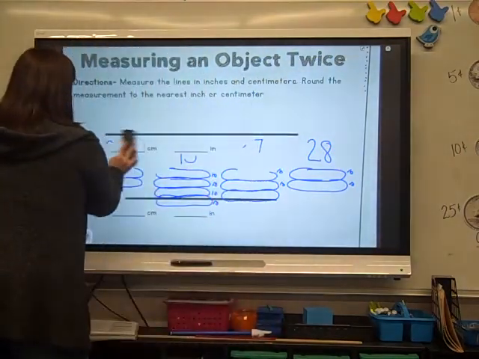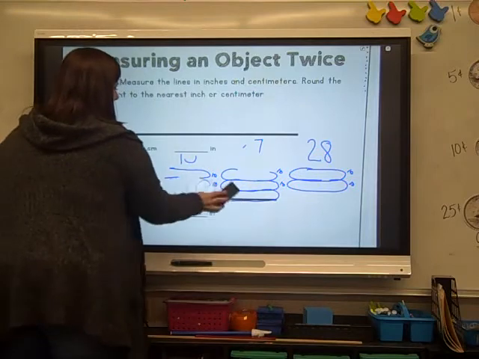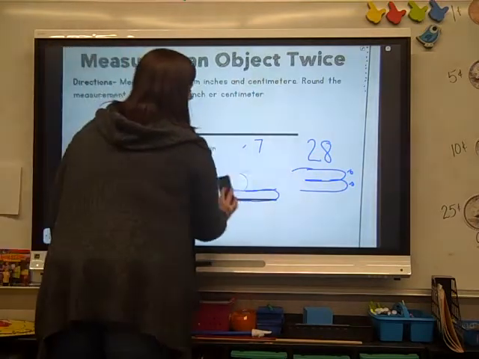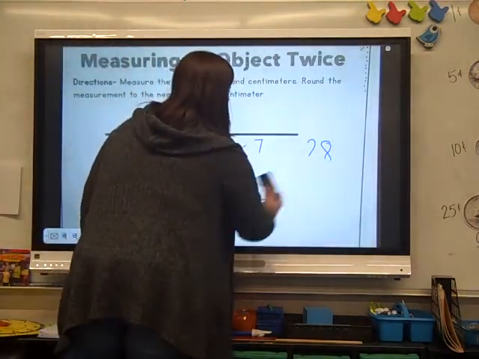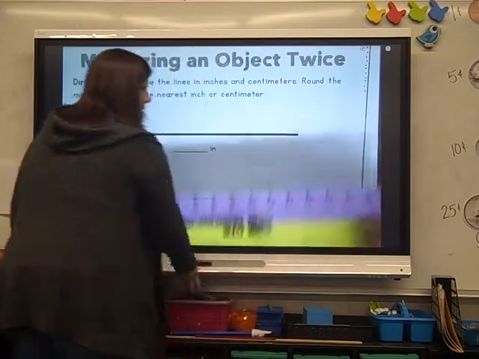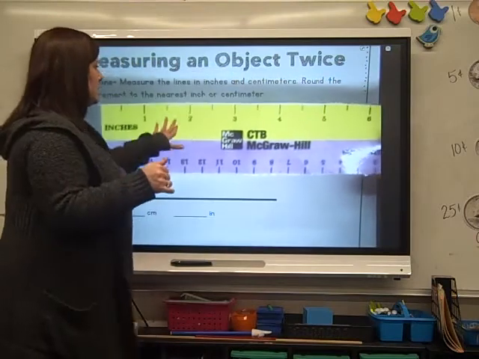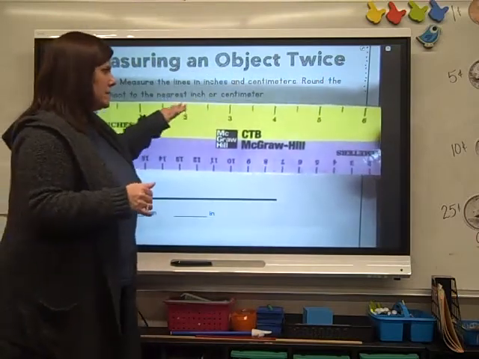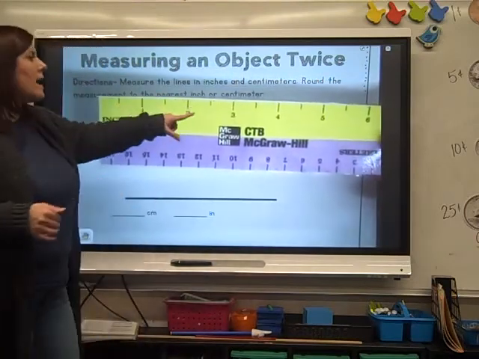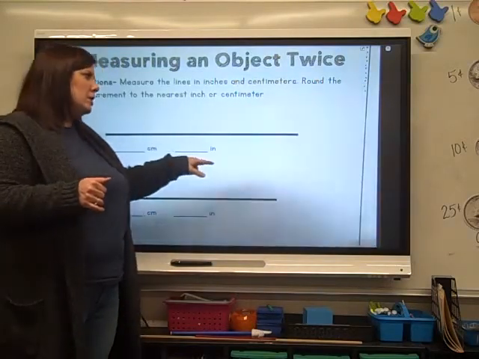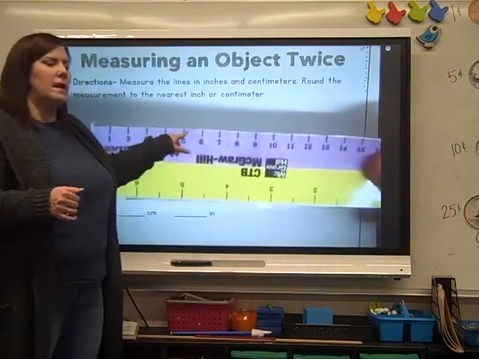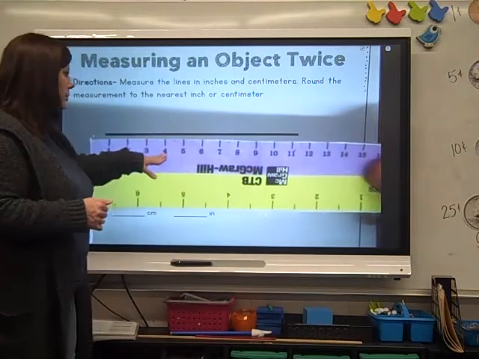Now, you've already measured in inches, and if you look on your ruler, the inches side is in yellow. It's the light side. Mine's yellow, but yours is the lighter side. But then you also have to measure it in centimeters. That's the darker side on yours. I just copied it. It's the purple on mine.